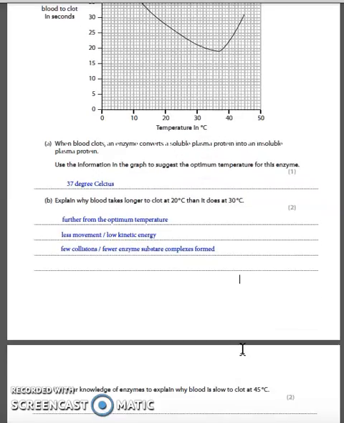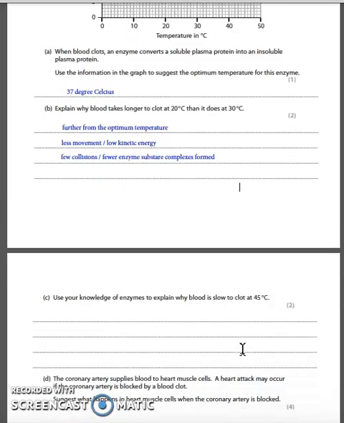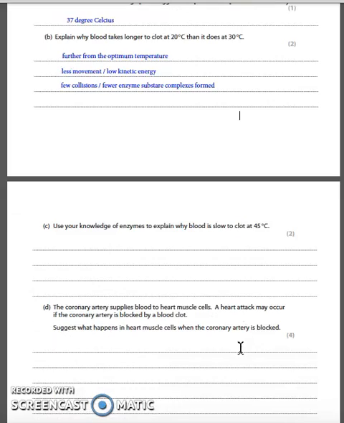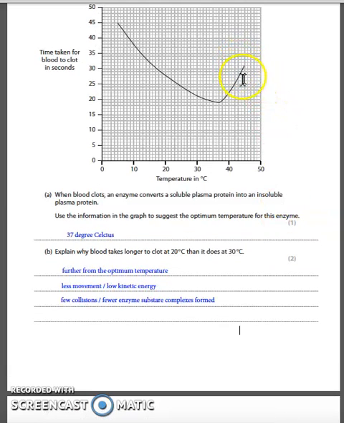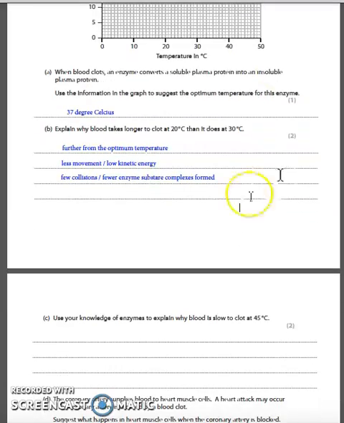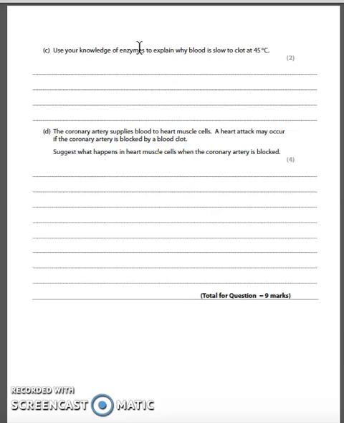We move to the next one. The next one is asking, use your knowledge of enzymes to explain why blood is slow to clot at 45 degrees Celsius. At 45 degrees Celsius, you can see here the time needed for the blood to clot is much longer compared to the optimum temperature. After the optimum temperature, usually the enzyme will denature. You can mention that the enzyme will denature.